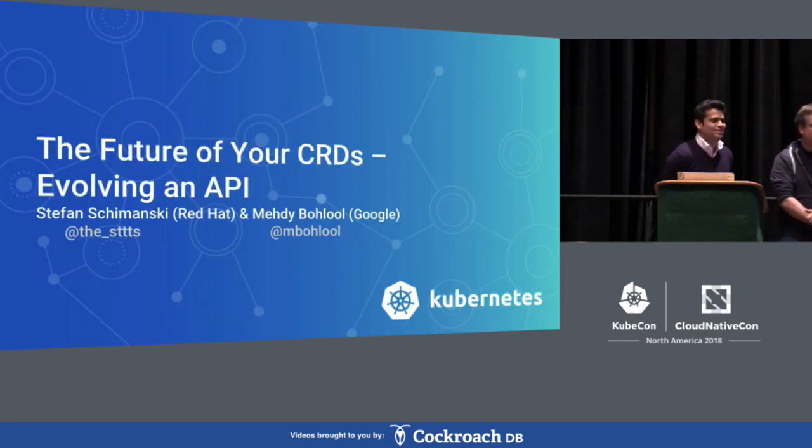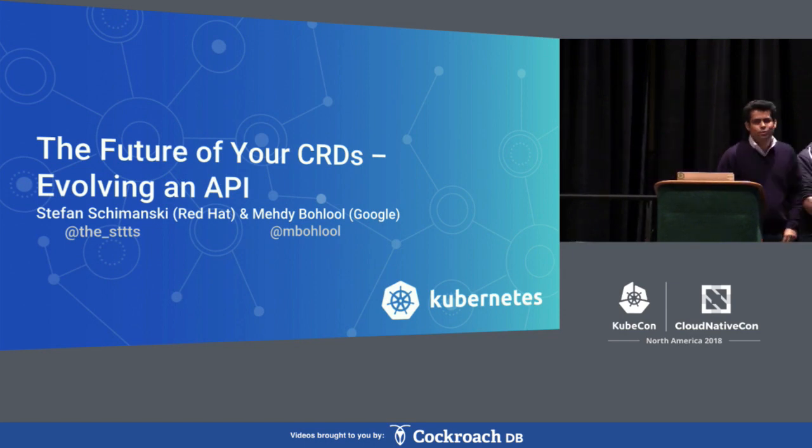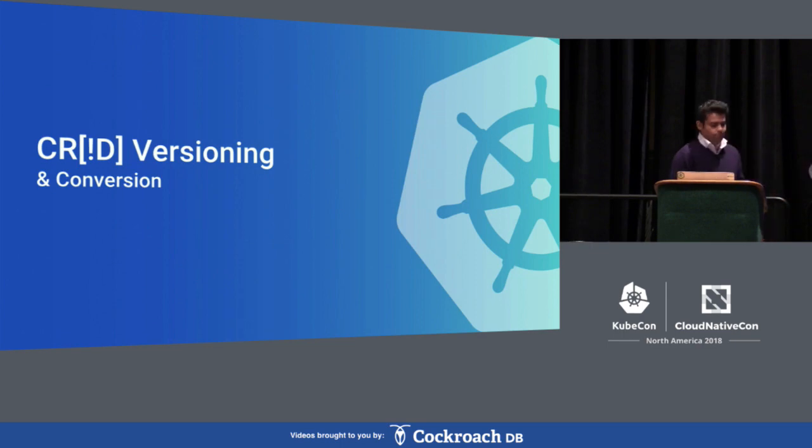My name is Stefan Schimanski. I'm working for Red Hat. Part of my work is on CRDs. Well, my name is Mehdy Bohlool. I'm working for Google Cloud. CRD is my project for last year, working on different aspects of it. This one is going to be about versioning and conversion.